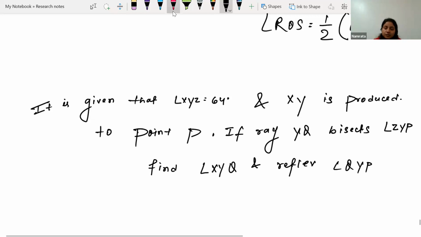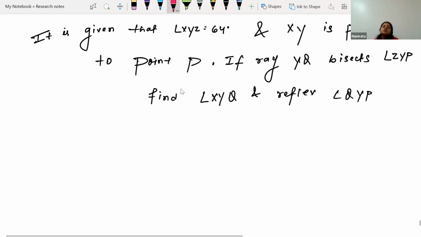Here the figure is not given. In a question where the figure is given, we will be able to do it in less time, because the figure is there, and that is quite easier than this type of question. So here the main thing is constructing the figure. If we are done with that, we will be able to solve it.